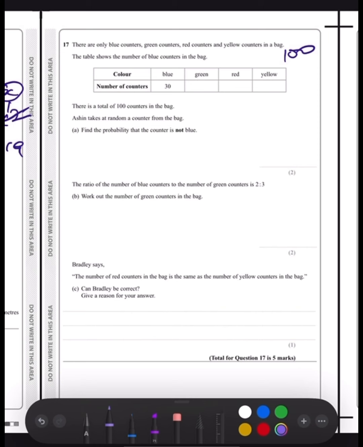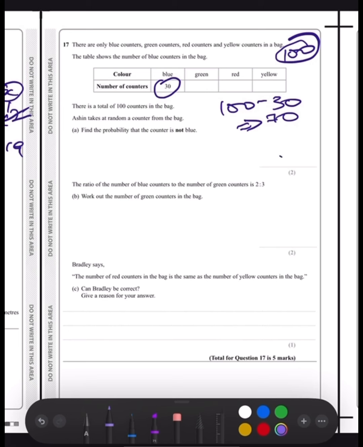Now that we have this as 100, we can find the probability that it is not blue. Blue is 30. We have a total of 100. So how many would not be blue? Green plus red plus yellow. Because we've not been given the values of green, red and yellow, and we already have the value of blue, and they have said it is not blue, we can subtract 30 from 100, and all the others would not be blue. So 100 minus 30 is 70.